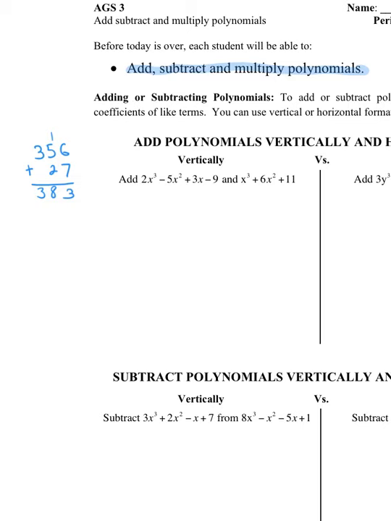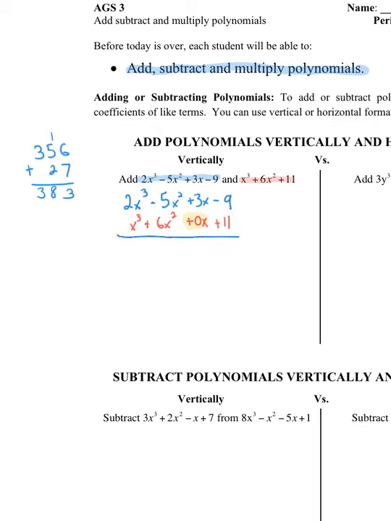So with polynomials, we'll want to start with this as our top equation: 2x cubed minus 5x squared plus 3x minus 9. And then our bottom equation, x cubed plus 6x squared plus 11. And what we'll notice is there's a missing value right here. And what we can do there is we can just say plus 0x.